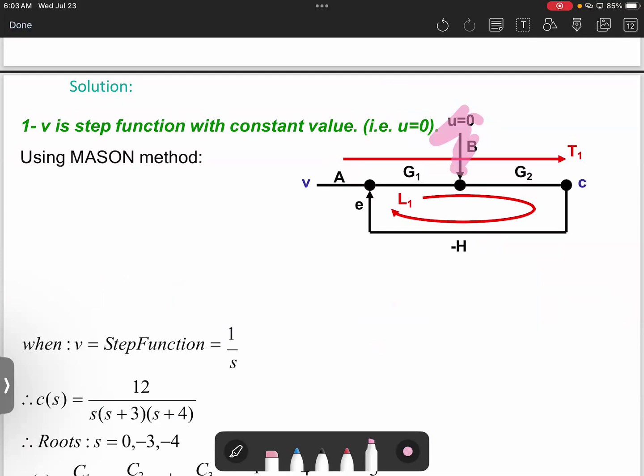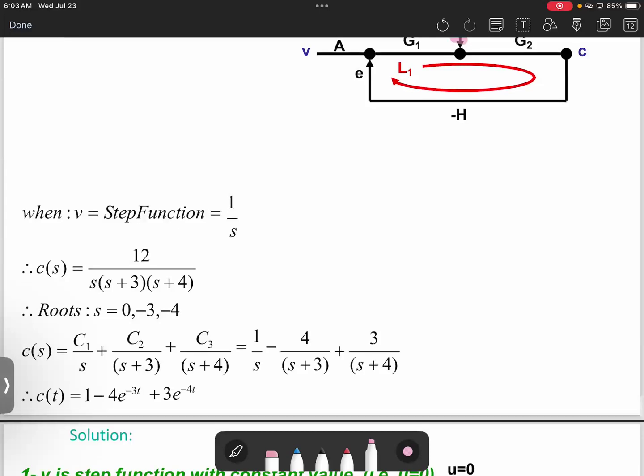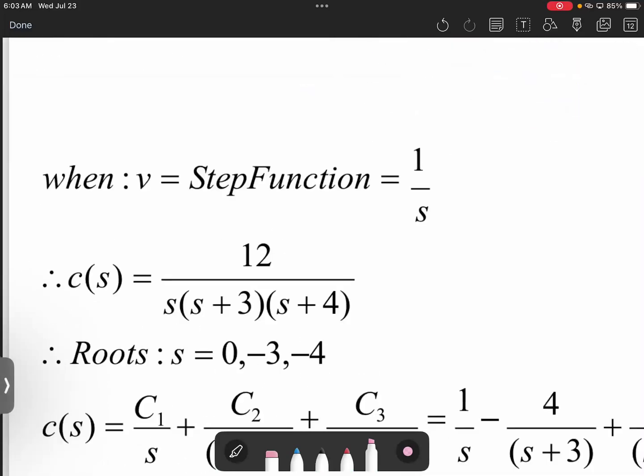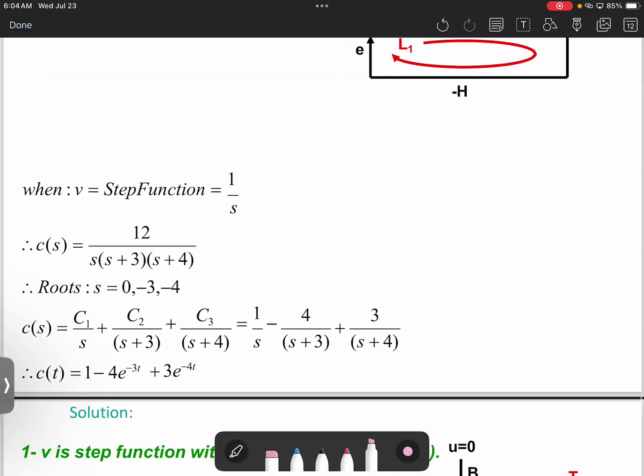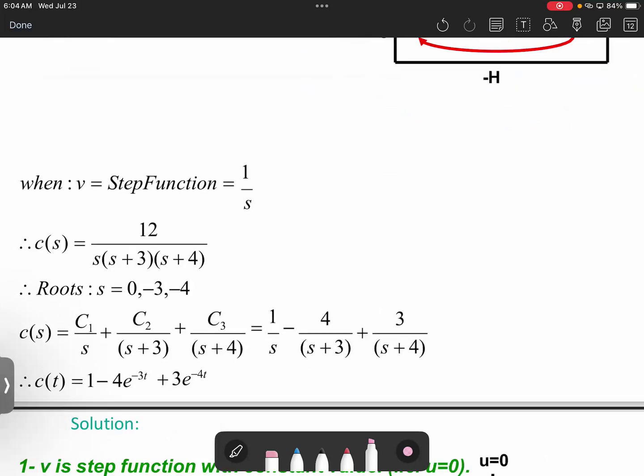How many paths do we have? Only 1 path. How many loops? 1 loop. Therefore, once we figure out to use Mason rule, we realize that the transfer function will be written 12 over S plus 3.